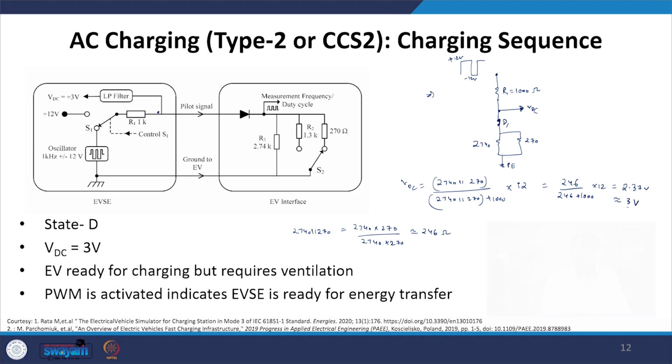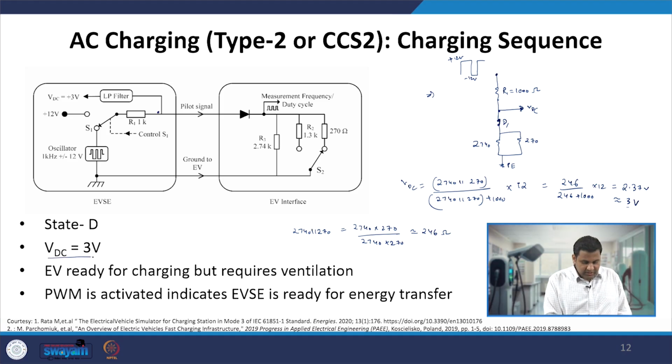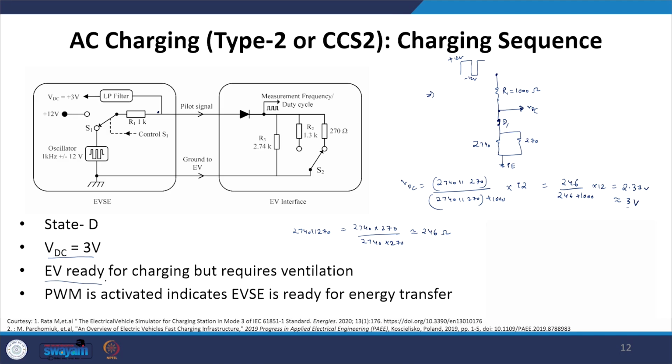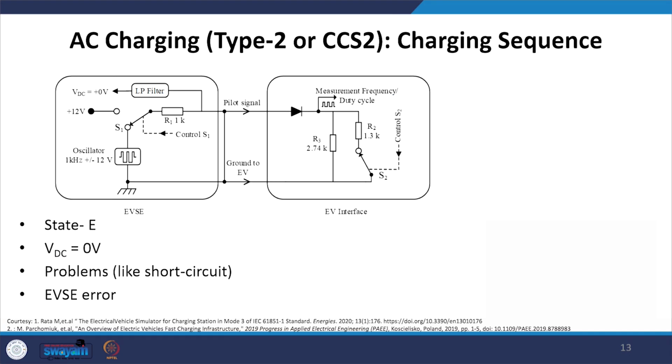This value is being measured by the EVSE controller, it will see the voltage equal to 3 volt. So, in this case EV is ready for charging, but it requires ventilation. Since the PWM is activated, the EVSE is ready for energy transfer. So, in this case both the EV and EVSE are ready for energy transfer, but EV requires the ventilation. Then comes the next state.